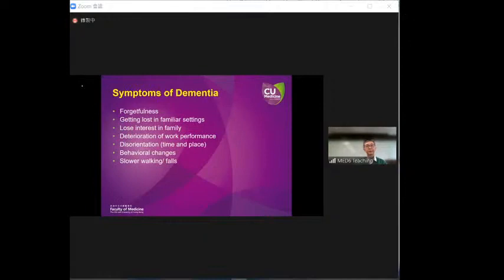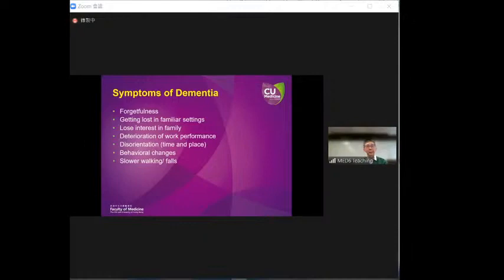So these are the symptoms of dementia: forgetfulness, getting lost. Loss of interest is an important symptom, actually. Another term for this is apathy. So nothing matters to them anymore, and they don't do things. They just sit around doing nothing because they are not interested. Somebody who's normally interested in mahjong or family gatherings is not doing this anymore because they are not interested.